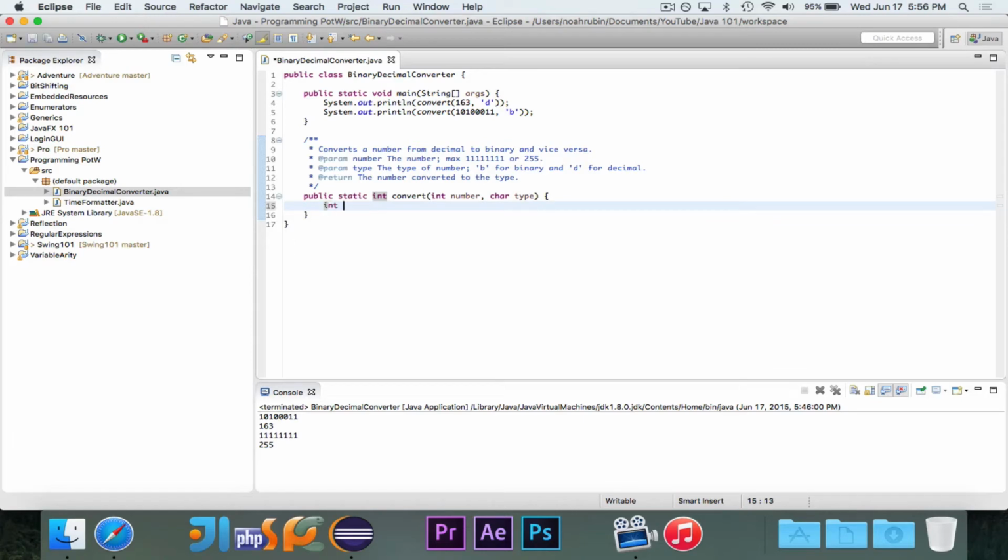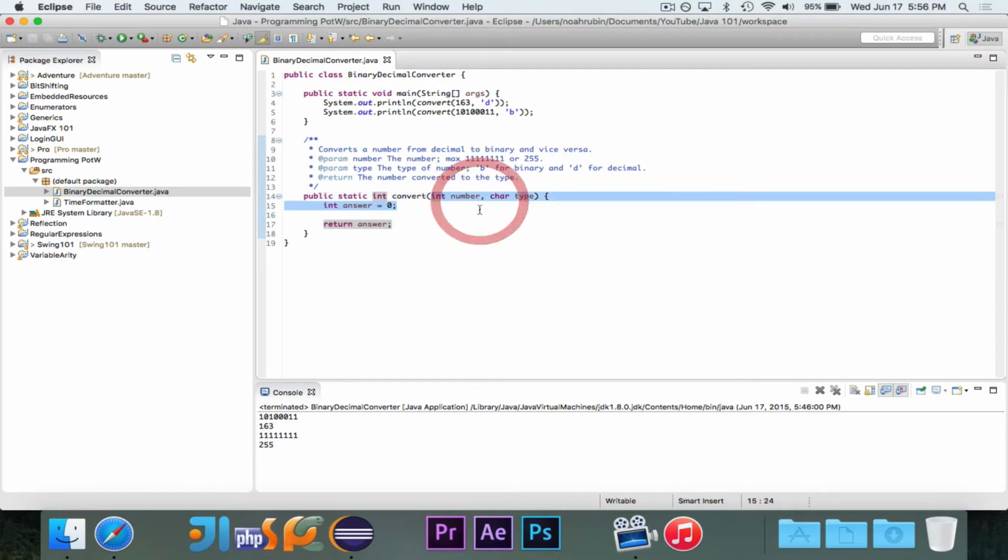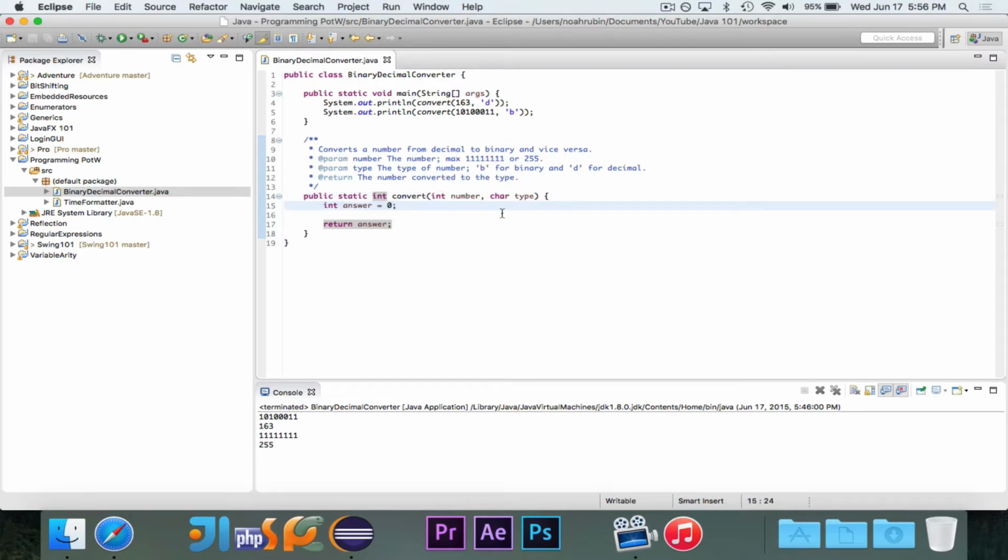The first thing we want to do is I created an answer variable, which will start at being 0. And in the end, we're just going to return answer. Because remember, we have this number, which is the number that we're given. And we can manipulate it, but we need to also store the answer. Because as we take chunks out of that number, we need to put them into the answer. So we need to have a second integer.